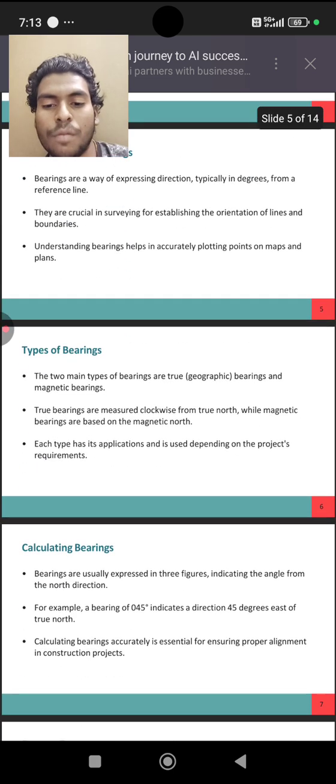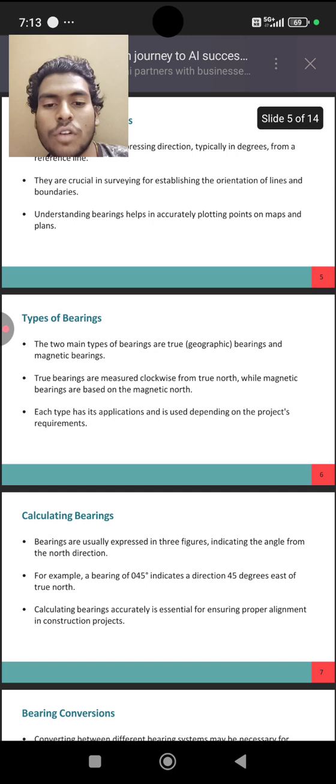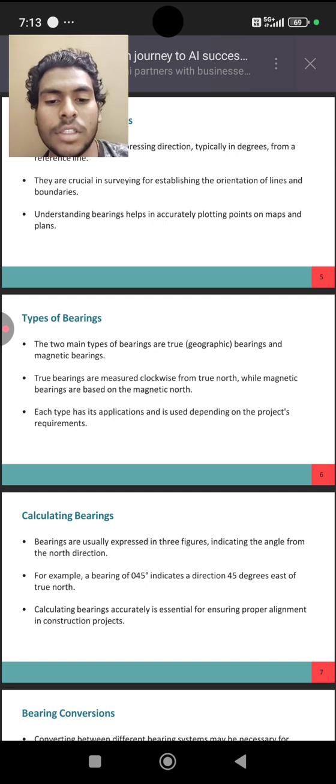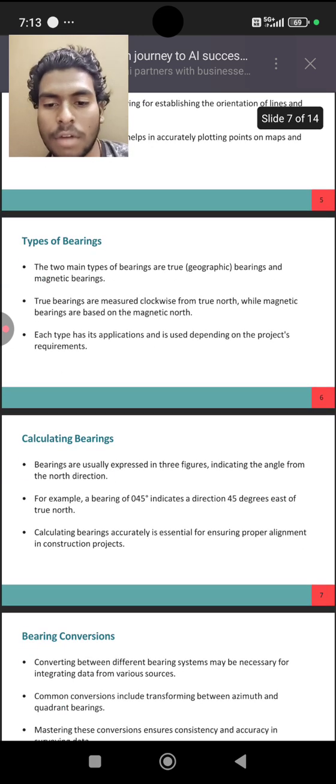Here are the types of bearings. The two main types of bearings are geographic bearings and magnetic bearings. True bearings are measured clockwise from true north, while magnetic bearings are based on magnetic north. So here the reference direction is north. The geographic bearing is measured from true north and the magnetic bearings are based on the magnetic north. Each type has its applications and is used depending upon the project requirements.